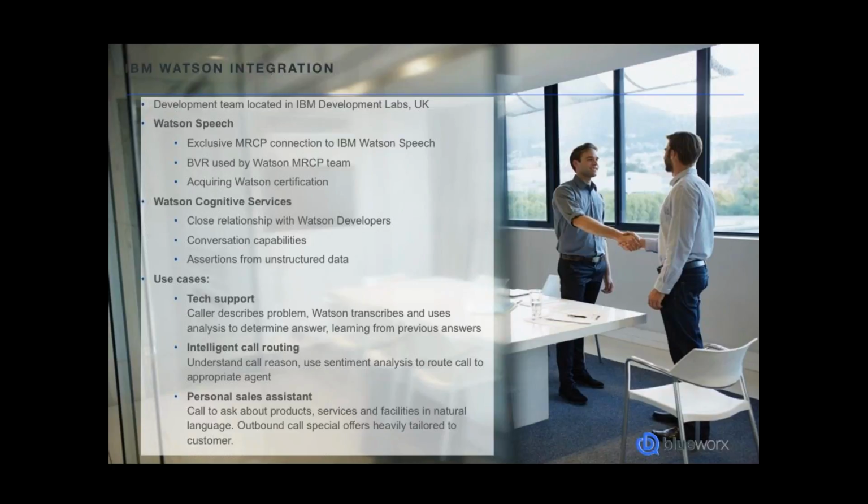And then finally, and this is actually a real-world example, a personal sales assistant, where somebody could ask about products, services, or facilities in a particular store in natural language, and the system could learn about their likes, dislikes, and make an outbound call when special offers are available which would interest that particular customer. So just a few use cases there, but really Watson is so powerful and flexible that it's really only limited by imagination at this stage.